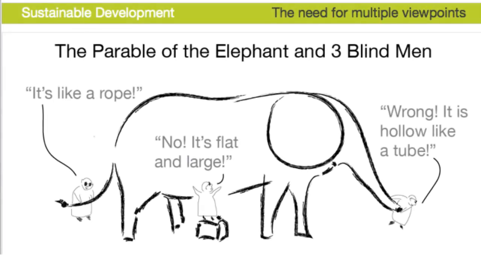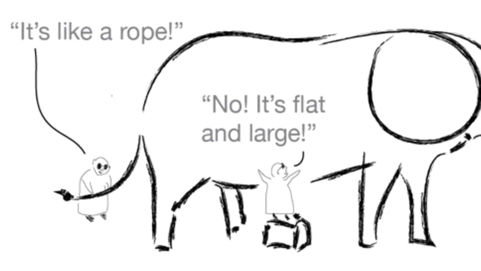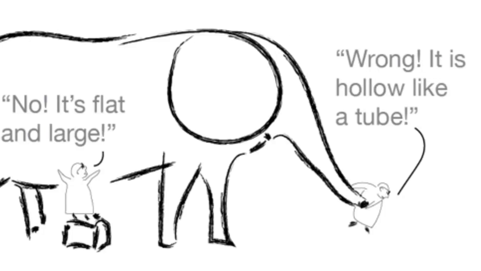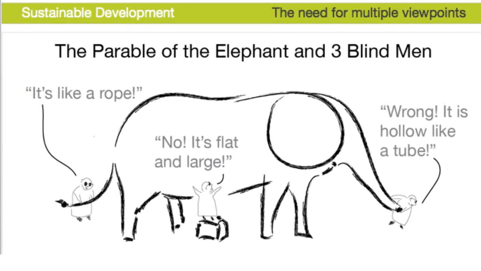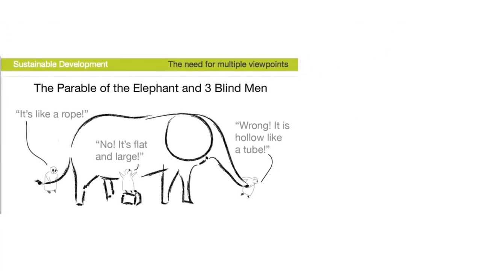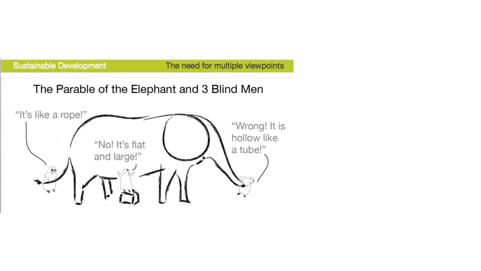Sustainable development brings to mind the parable of the elephant and the three blind men. As shown here, each man has a very limited ability to detect and discern the whole situation, yet to each man, what they sense occurs to them as a very convincing and total reality. For sustainable development, multiple perspectives are required. At the time of this recording, sustainability science is an emergent field.